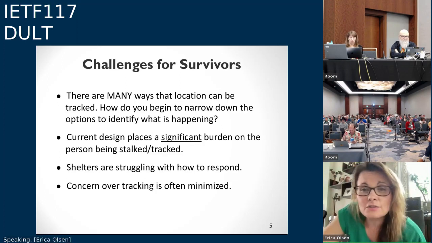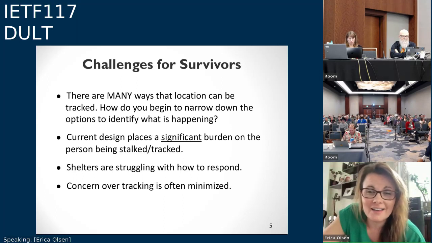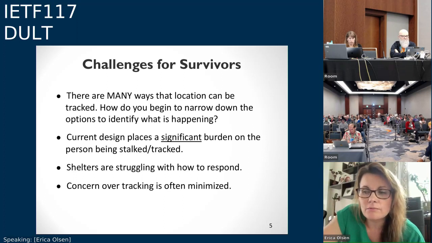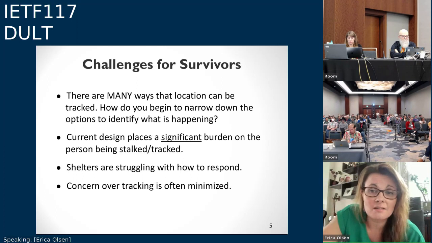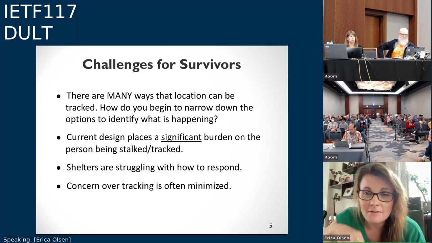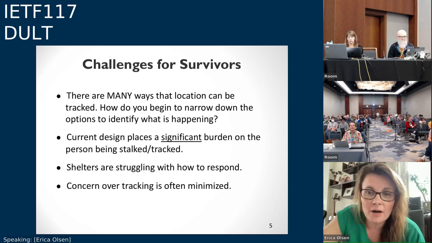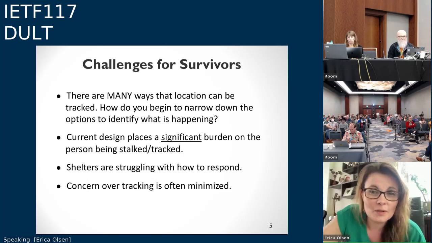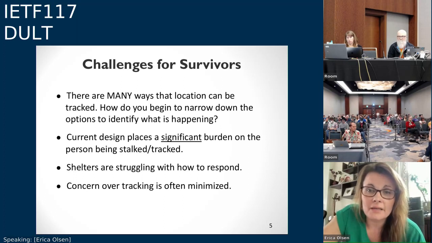So the challenge for survivors with this is that there are a lot of ways that location can be tracked. In today's age, there's a significantly growing list of ways that abusers can track down and identify somebody's location and find somebody. And so it becomes incredibly overwhelming, especially at a very critical time when somebody is experiencing a lot of trauma and a lot of stress. It's very hard to think straight. And the current design, where people download different apps to try to find and detect different types of trackers, is incredibly burdensome and problematic and just not a reasonable expectation for people who are in a stressful situation. I recently traveled with an unwanted tracker on me that was owned by somebody else.